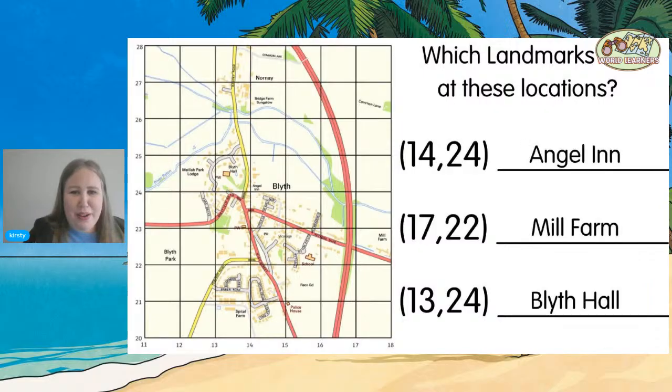So if we went forward to the grid reference 14 and 24, we'd see Angel in that square, just in that bottom corner there. And then we've got 1722. So we go 17 on the bottom, 22 at the side. We've got Mill Farm. And then the last one, 1324. So 13 is our easting at the bottom, and we're going up. So we get to 24. What can we see in that one? We've got Blythe Hall. Well done.